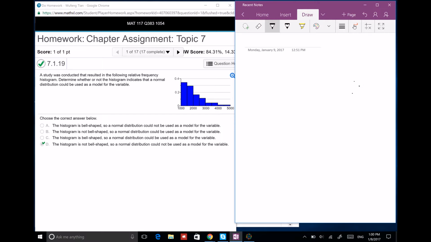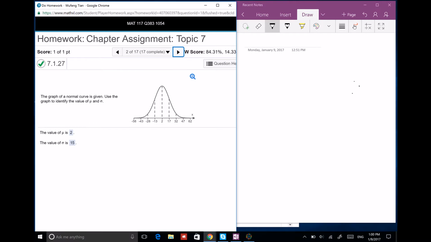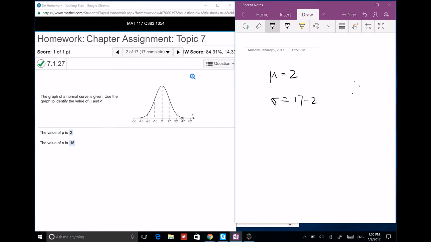Hello, in this video we're going to look at the homework of topic 7. So first question we can skip. Second question pretty much we can skip as well, because mu value, the mean, is 2 in the middle. Mu is 2. Sigma is the difference between 17 and 2. This is one sigma, this is another sigma, this is another sigma. So sigma is 17 minus 2, which is 15.